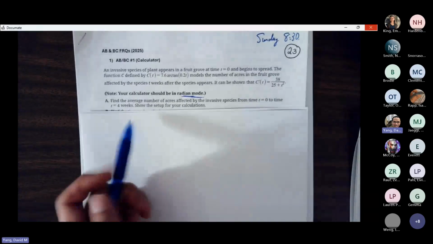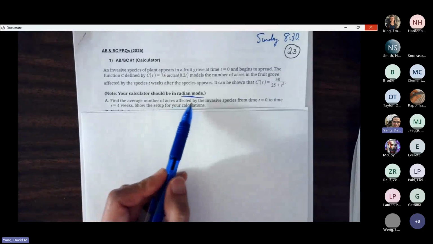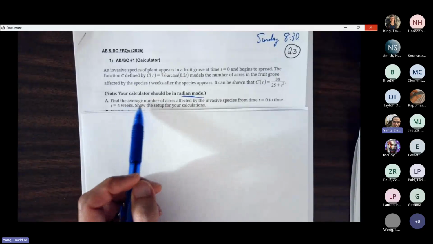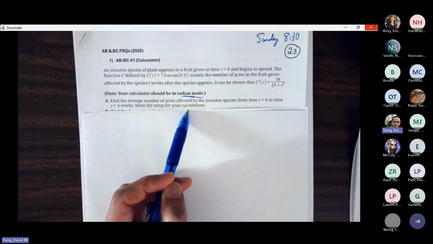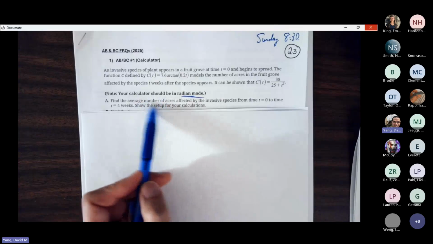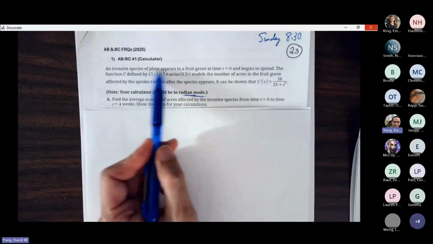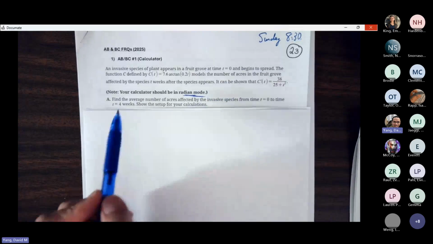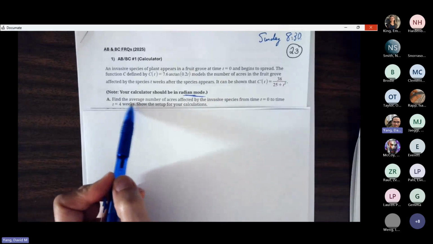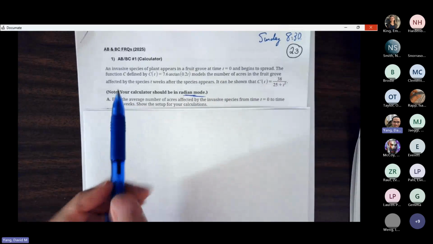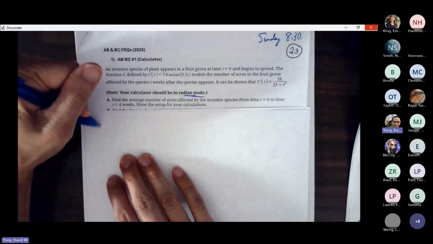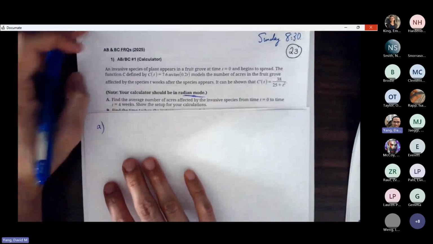Part A, find the average number of acres affected by the invasive species from time t equals 0 to t equals 4. Show the setup of your calculation. So we're trying to find the average number of acres affected. We know c of t models the number of acres, so we simply have to go through average value theorem as we find the integral.